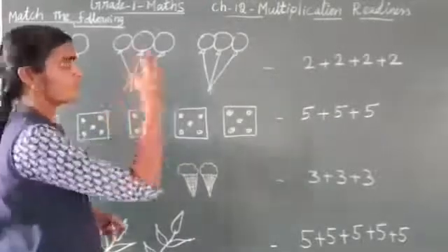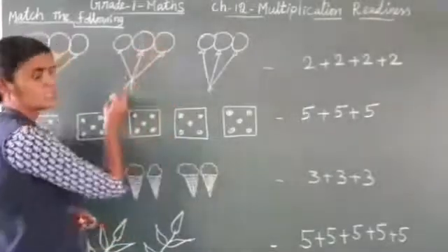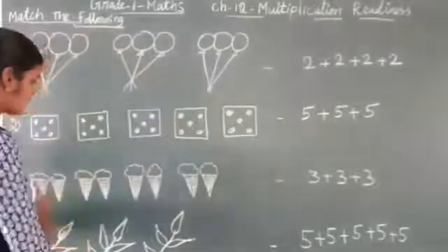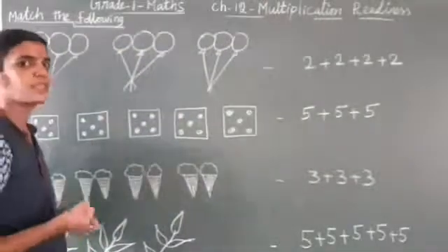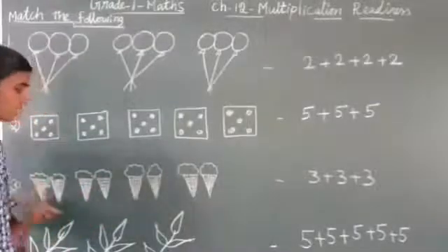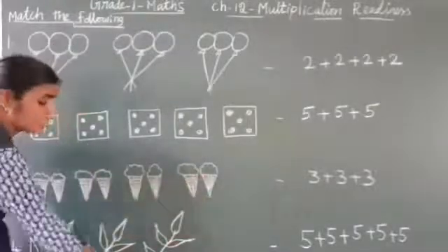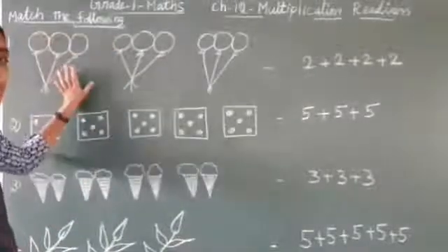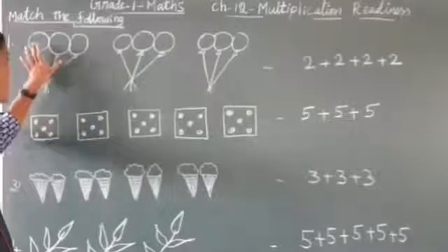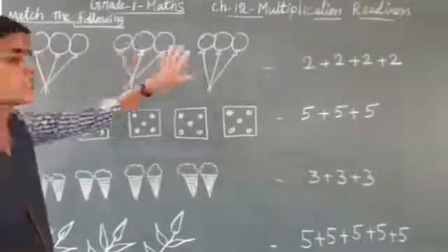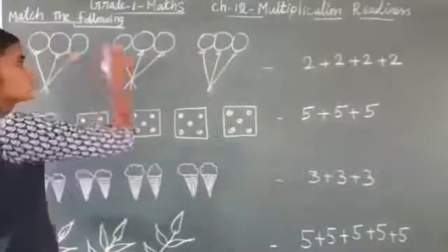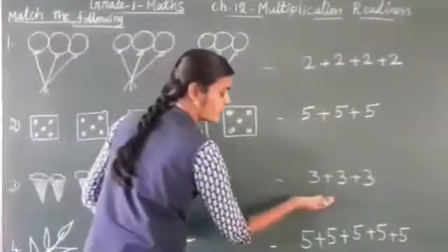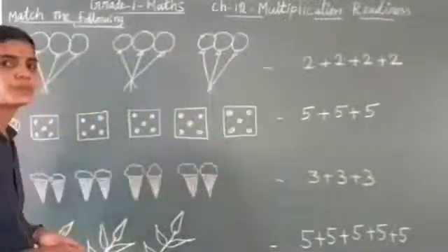Here a bunch of balloons. See here, 3 balloons are together in one row. Here 3 balloons, here also 3 balloons. And then ice cream. Do you like ice cream? Yes, I also like it. Next, leaves. Okay. First observe this group. Each group has how many things? Each group has 3 balloons. Here also 3, here also 3. So how many times is 3 coming? 3 times. So where is 3 times here? Which is the correct option for this picture?